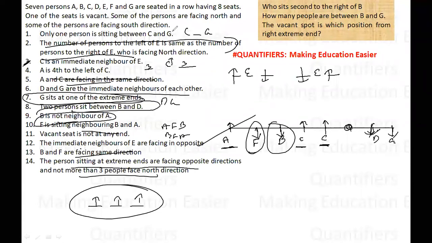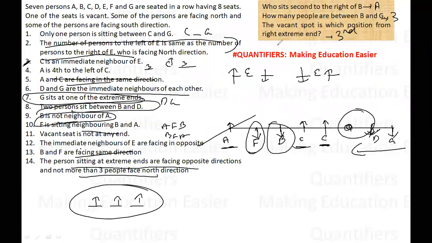Now, who sits second to the right of B? Second to the right of B is player C. Sorry, to the right of B. B is facing south, so player A. How many people are between B and G? Between B and G, there are E, C, and D. 3 people. The vacant spot is which position from the right extreme end? From the right extreme end, it is the third position. Okay, so this completes this set.